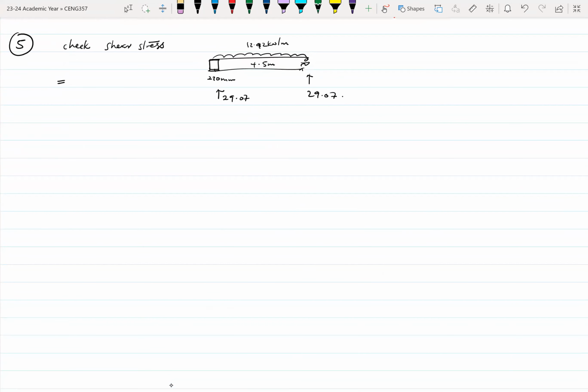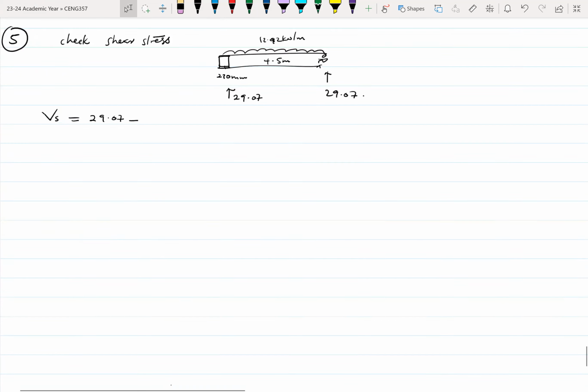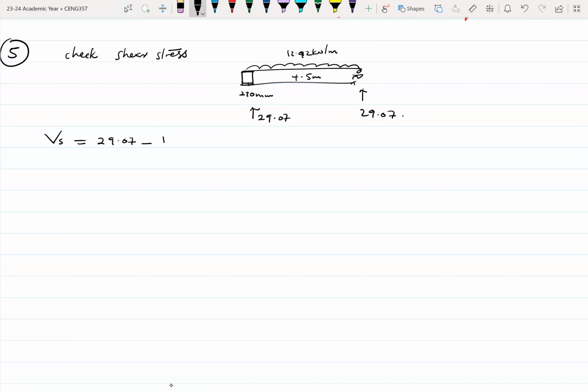All right. So to find VS, it's going to be 29.07 minus half of the load over the support width. Let me just do the simple approach. 29.07 minus 12.92 times 0.23 over 2.